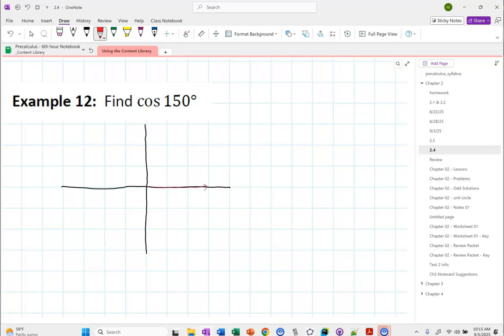So I'm going to draw my initial side. This is a positive angle, so which way am I rotating? Clockwise or counterclockwise? Counterclockwise. And I need to go 150 degrees. So how far is one quadrant? 90. So I'm going to do 90 and then like 60 more. And that's going to get me like 150 total.